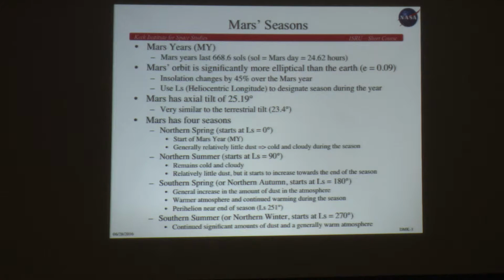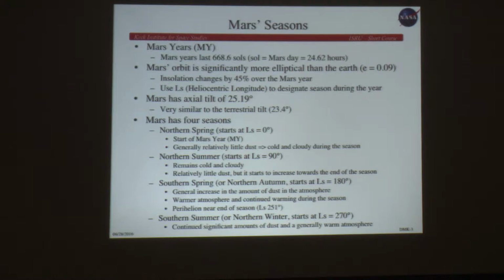Mars' orbit is significantly more elliptical than the Earth's orbit. It has an ellipticity of 0.09, so it's not really very elliptical, but it is noticeably more. The primary impact of this is that it means that the insolation on Mars changes by about 45% over the year. So this is a very big driver in a lot of aspects of Mars, especially for the atmosphere, but also for the surface and for operating on the surface. We use what we call L sub s, which is the heliocentric longitude, to designate the season.